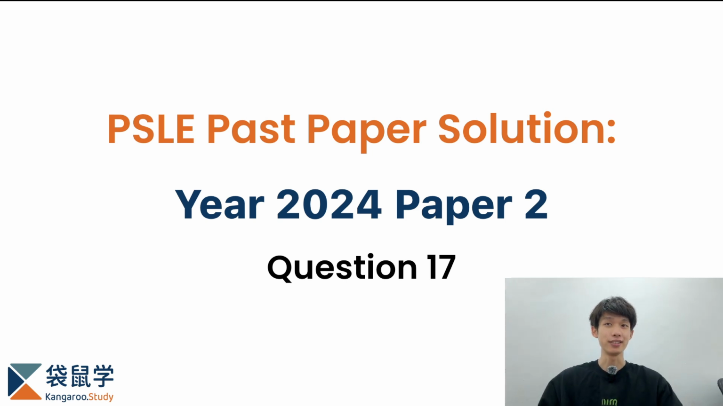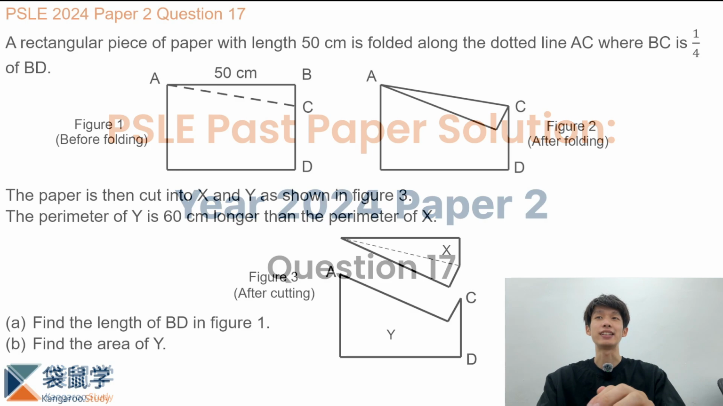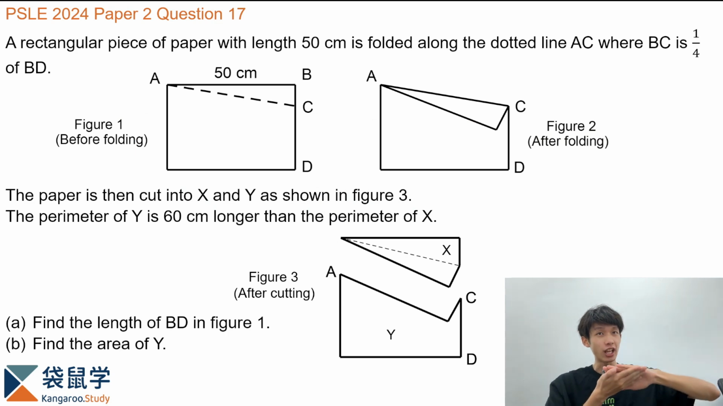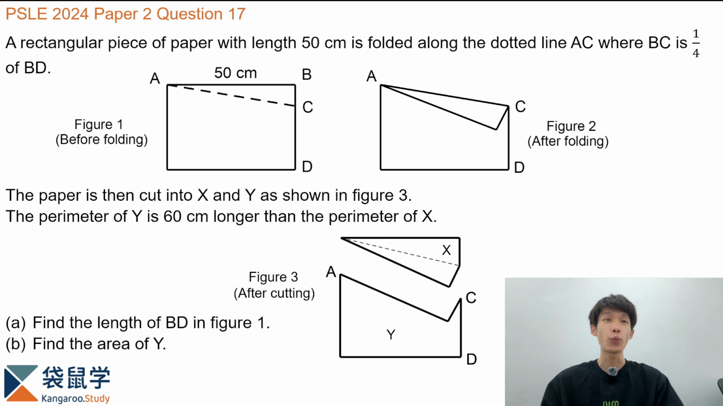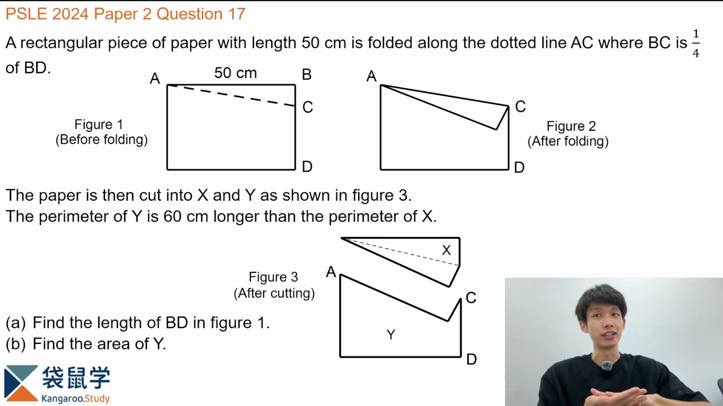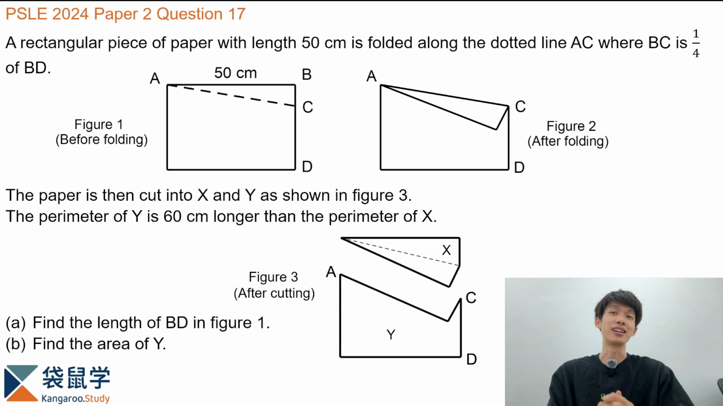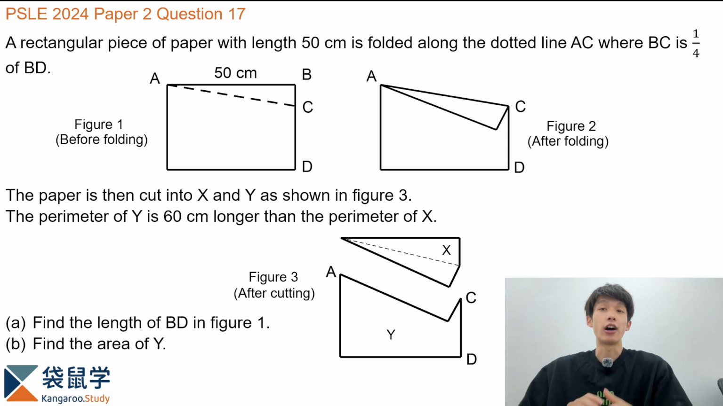Past year paper solution, year 2024, paper 2, question 17. So let's have a look at this question. A rectangular piece of paper with length 50 cm was folded along the dotted line AC, where BC is 1/4 of BD. Here we have figure 1 before folding and figure 2 after folding. The paper is then cut into X and Y as shown in figure 3, and the perimeter of Y is 60 cm longer than the perimeter of X. We are asked to find the length of BD in figure 1 and find the area of Y.